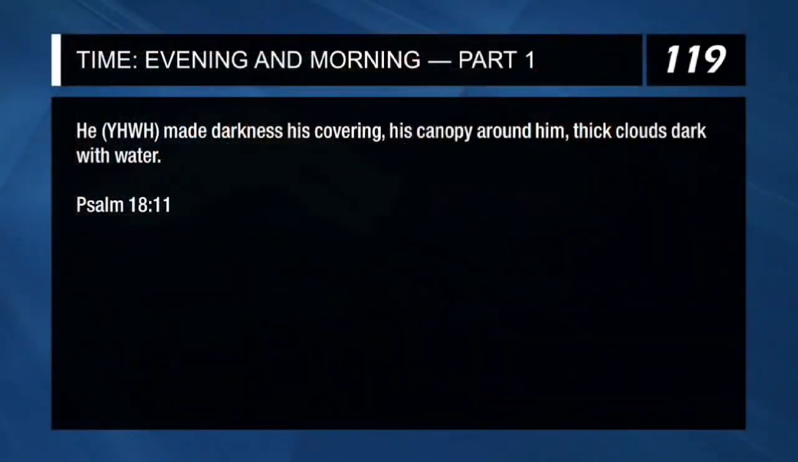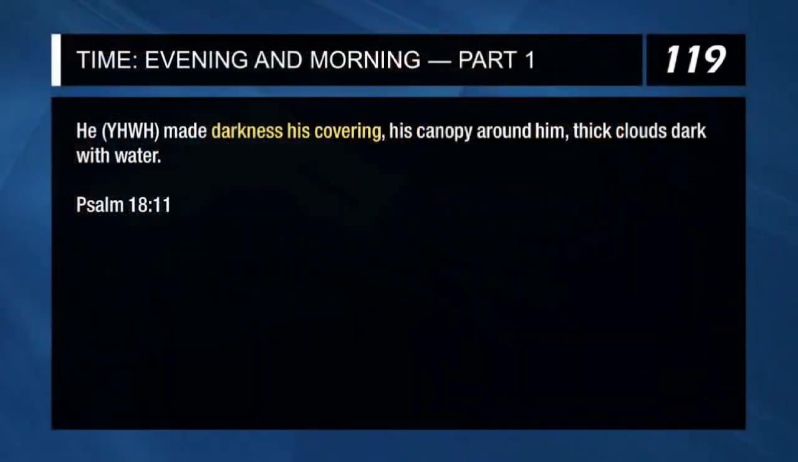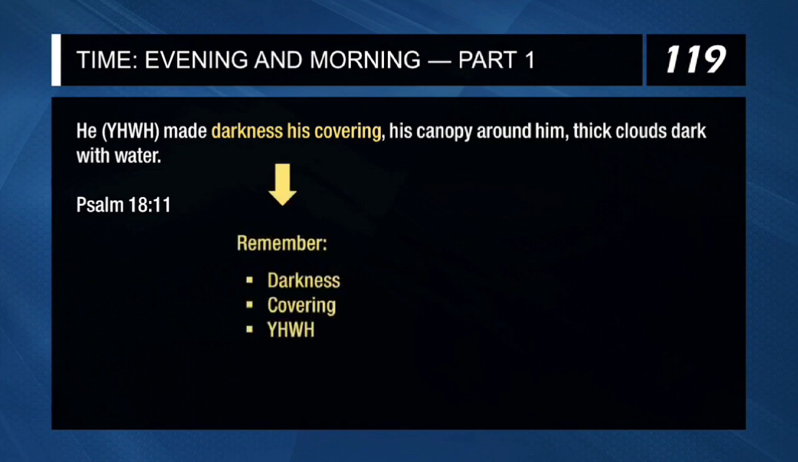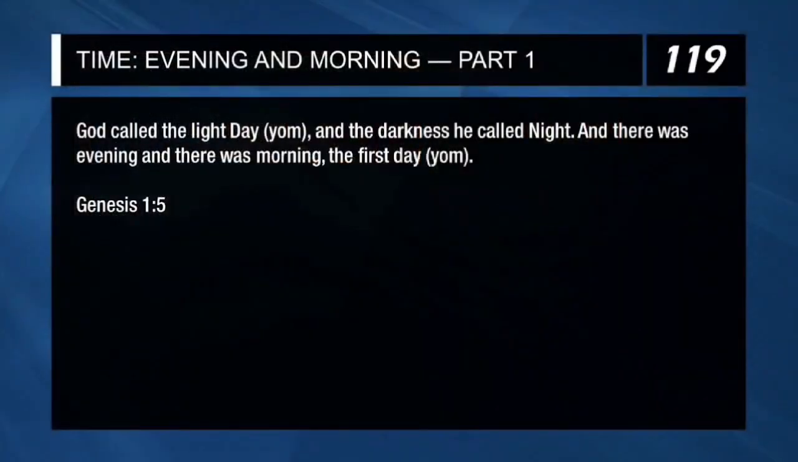Psalm 18:11. He, Yahweh, made darkness his covering, his canopy around him, thick clouds dark with water. Did you see the usage of darkness and covering here? Let's read it again, Psalm 18. He, Yahweh, made darkness his covering, his canopy around him, thick clouds dark with water. This is important as it is intentional. Remember, darkness, covering, Yahweh. That will be important in just a moment. This brings us back to the first evening and morning found in Genesis chapter 1. God called the light day, and the darkness he called night.